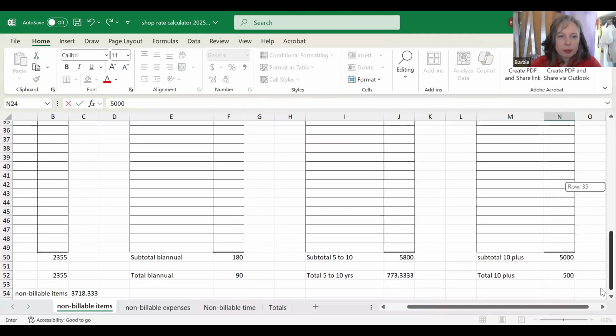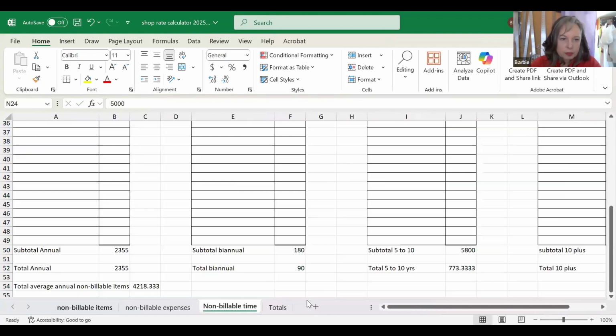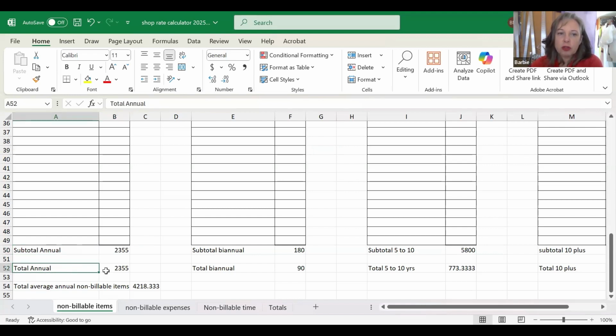Okay, and then down at the very bottom, I have subtotals for everything. So this is your subtotal for your annual expenses, which is your total for your annual expenses. And then your total biannual, and I did reword this in the other one. I'm going to pull up my other sheet here.